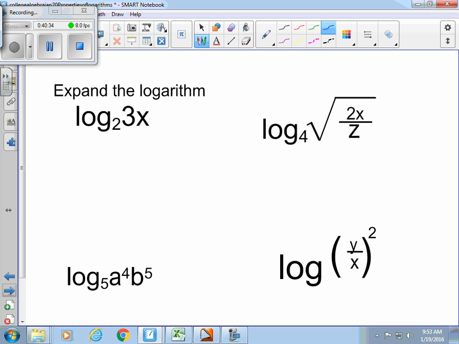Any of these look hard to you? No. How would I do that? Take the square root out first. Get rid of it. It scares me. That's you take it because it scares you, right? So get rid of the 1/2 power out first. That makes 4 of 2x over z. Any questions?